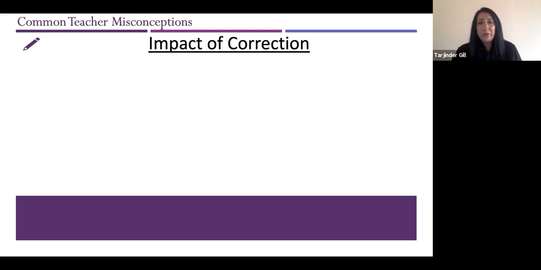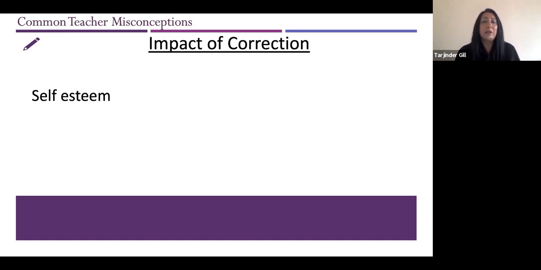And there's also the issue of the impact of correction. I do think that early on, part of the reason why we have children who are making a lot of spelling errors is because they're not being corrected enough. And I can understand that people feel that, well, we're trying to encourage children to write, and is it going to knock their self-esteem if we correct their spellings? But I think the fact is that we do need to correct them as early as possible.